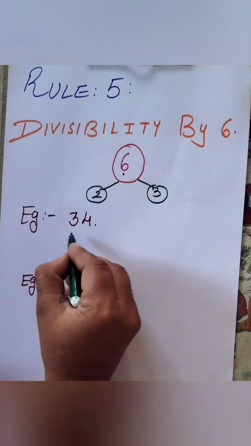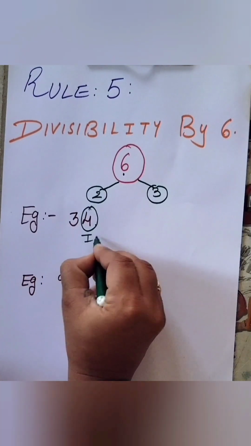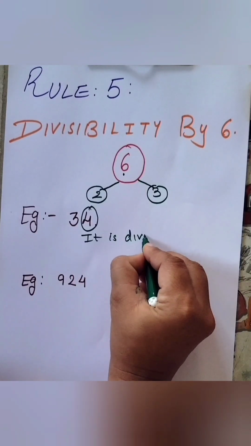So here, the last digit is 4. So 34 is divisible by 2.